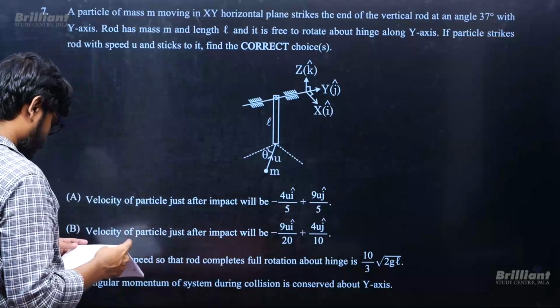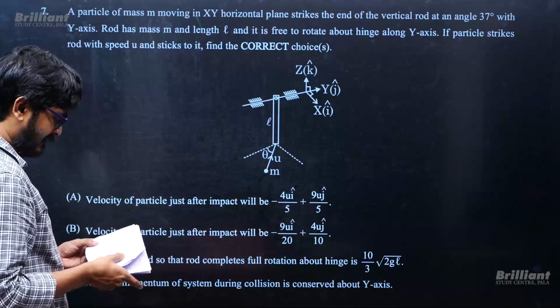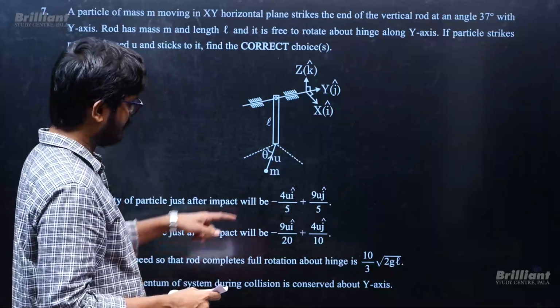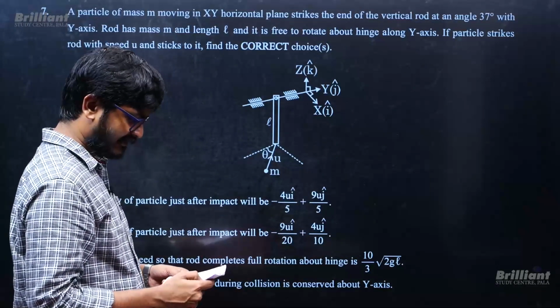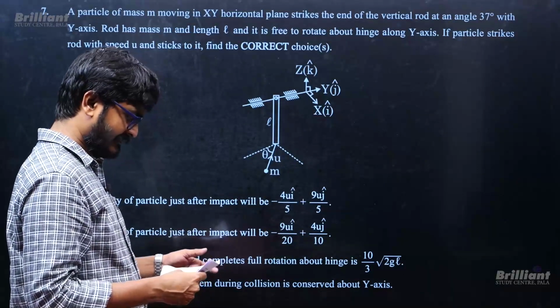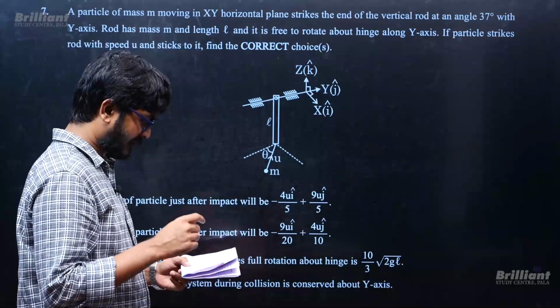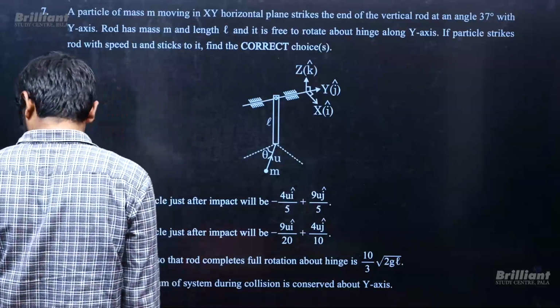And in the next question, a particle of mass m is moving in xy horizontal plane. It is moving in xy horizontal plane, strikes the end of the vertical rod at an angle 37 degrees with the y-axis. A rod of mass m and length L is free to rotate about the hinge along y-axis. If the particle strikes with speed u and sticks to it, then choose the correct statements.